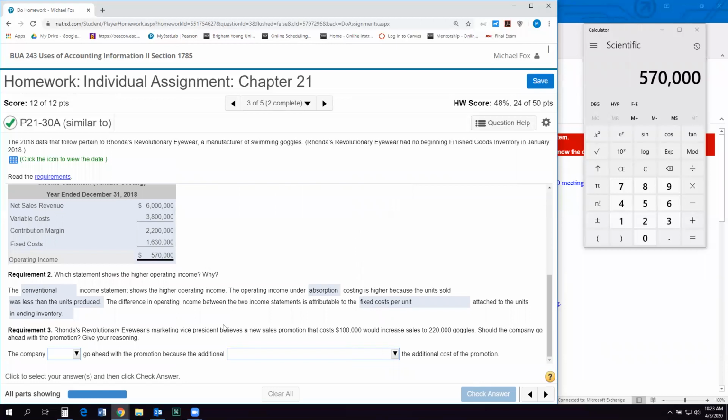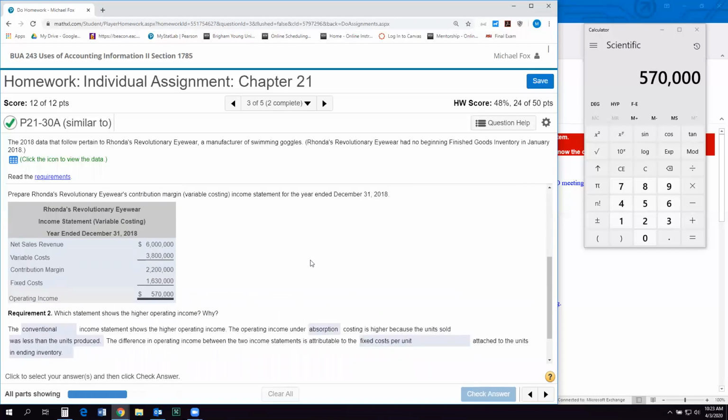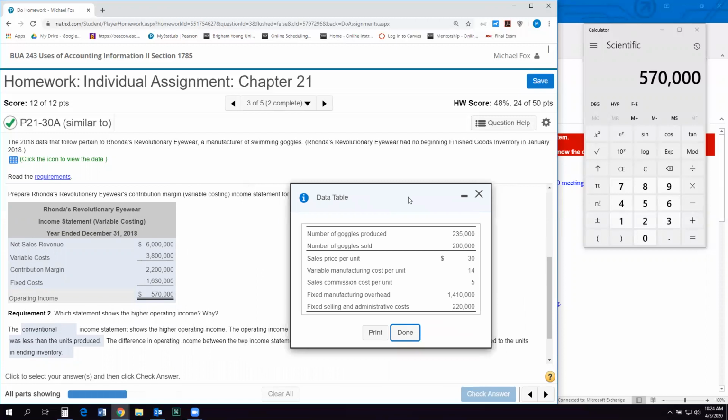So Rhonda's Revolution Eyewear believes a new sales promotion that costs $100,000 would increase sales to 220,000 goggles. To figure that out, we know our contribution margin here is 2,200,000, and we know that we sold 200,000 units. So 2,200,000 divided by 200,000 units, our contribution margin is $11 per unit.